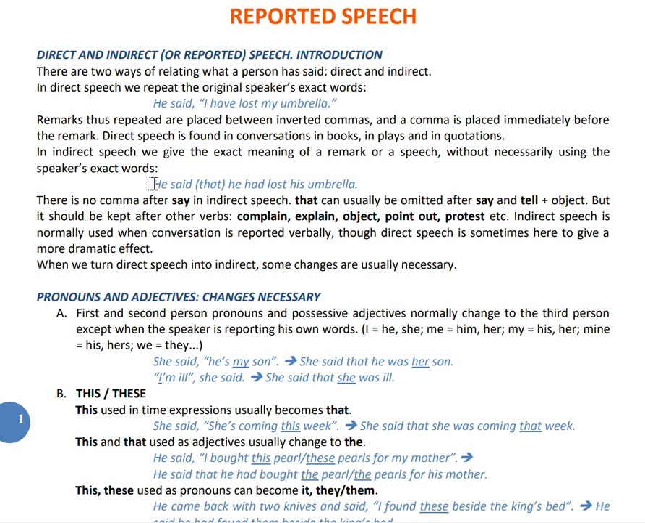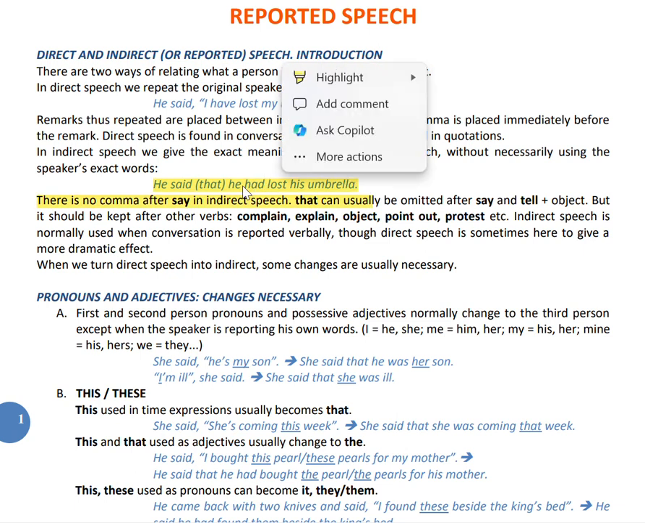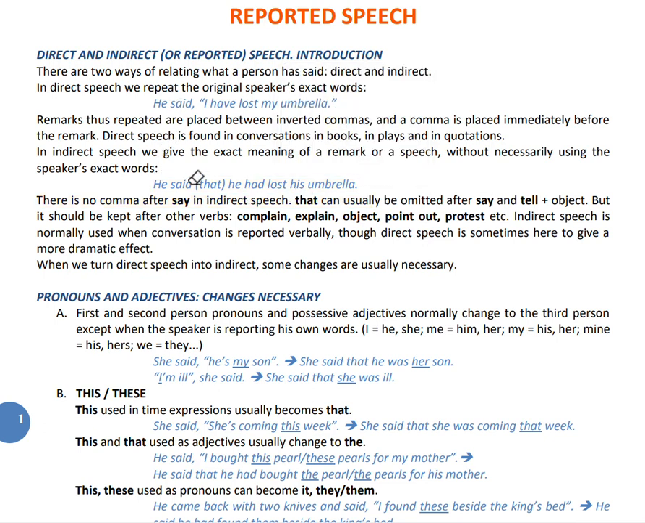For example, he said that he had lost his umbrella. So we are not saying the words of the speaker, but we are saying it to the other person in an indirect speech, right? So that's how it works. And next, there is no comma after say in indirect speech.